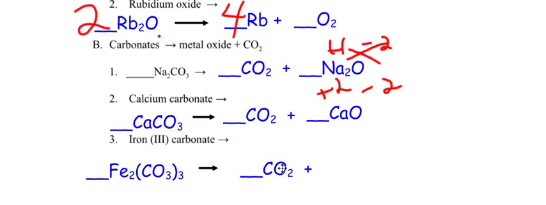How many carbons are in my formula right here? If you count, I have 3 carbons, so I have 3 carbon dioxides. And that may help you predict your other product, because I still have 2 irons, and I've used up 6 oxygens here, and I have 9 oxygens here. I still have 3 oxygens left over, and here it is.